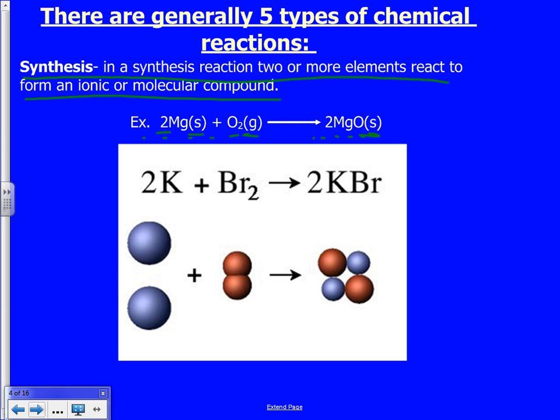Right. They tell us how many particles of magnesium there are. In this case, not molecules, but atoms, right? Because it's just an element, so it only has atoms. All right. So we've got 2 magnesium atoms reacting with how many oxygen? Okay. 1 atom or 1 molecule?